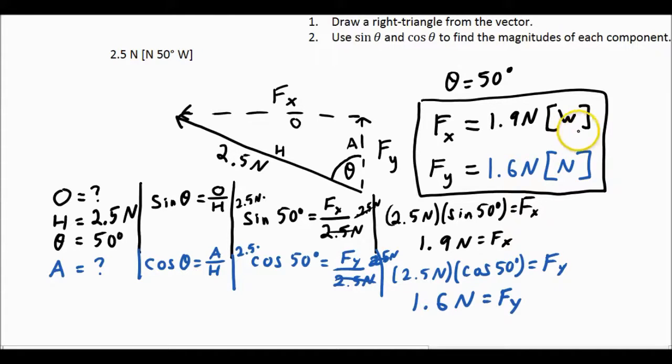What we should do is make sure this makes sense. If we have 2.5 newtons in the northwestern direction, it does make sense that in the north direction is about 1.6 newtons and in the western direction is 1.9 newtons. So it looks like we did a good job here and we're going to call it done.